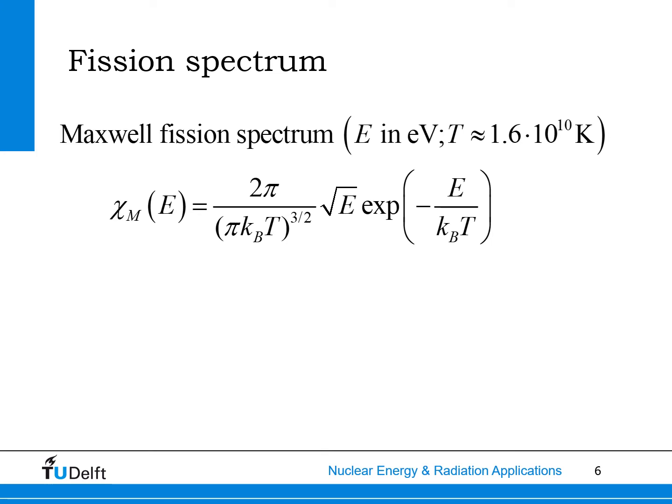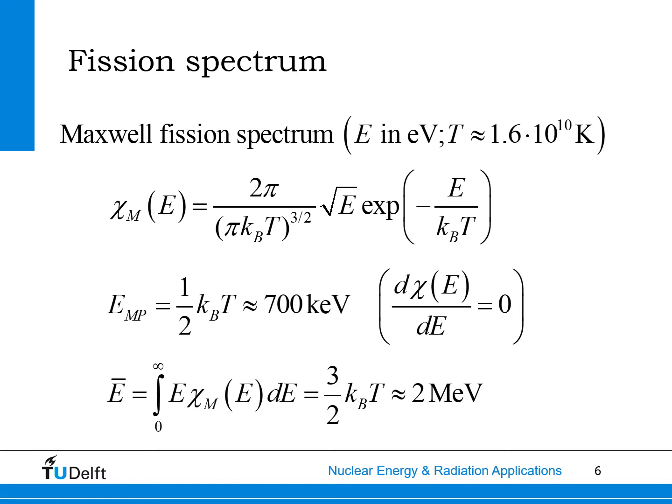From the lecture on the thermal neutron spectrum, we know that the most probable energy of a Maxwell-Boltzmann distribution has a value of 1/2 times kT, where k is Boltzmann constant and T is the temperature, while the average energy is 1.5 times kT. From these expressions, the value for the most probable energy of the fission neutrons becomes around 700 keV and of the average energy around 2 MeV.